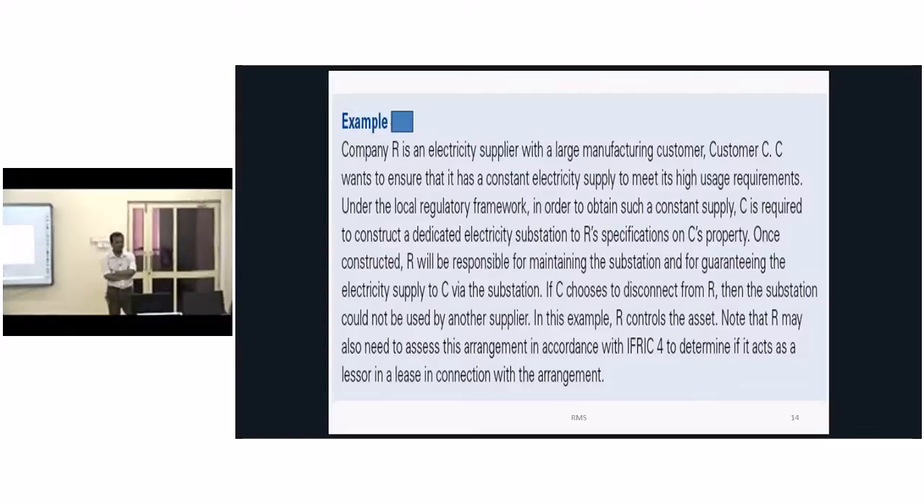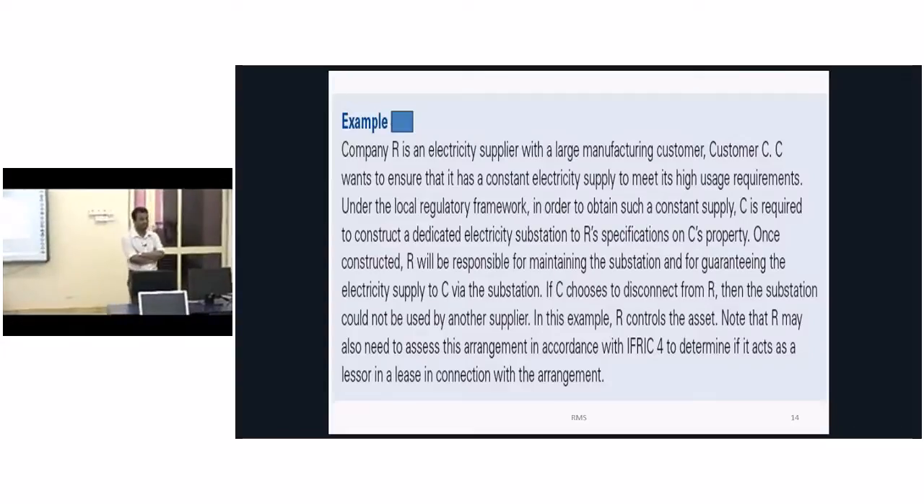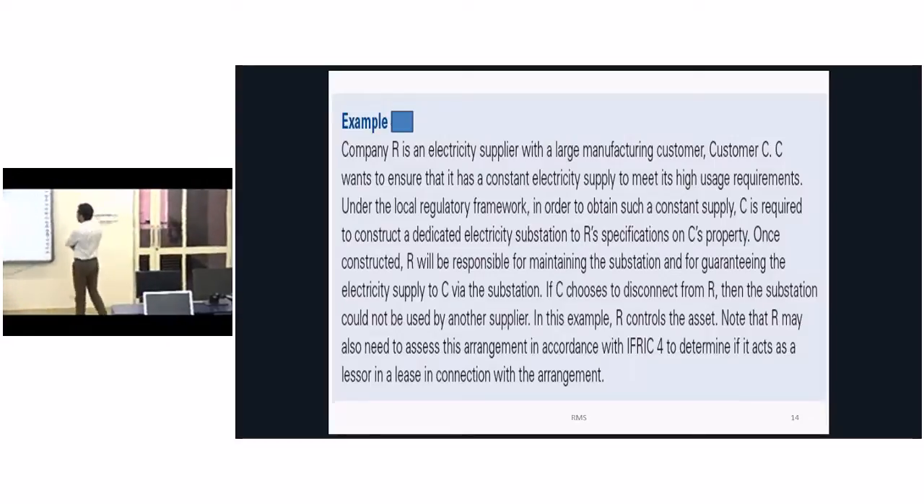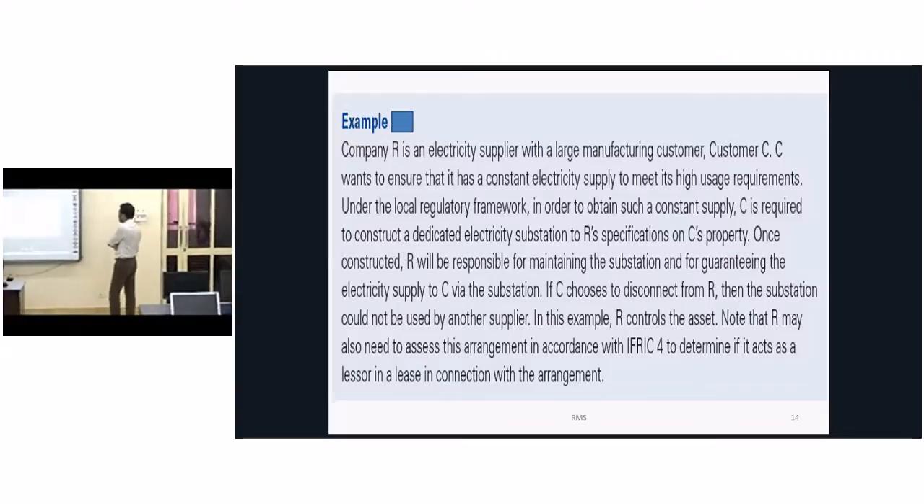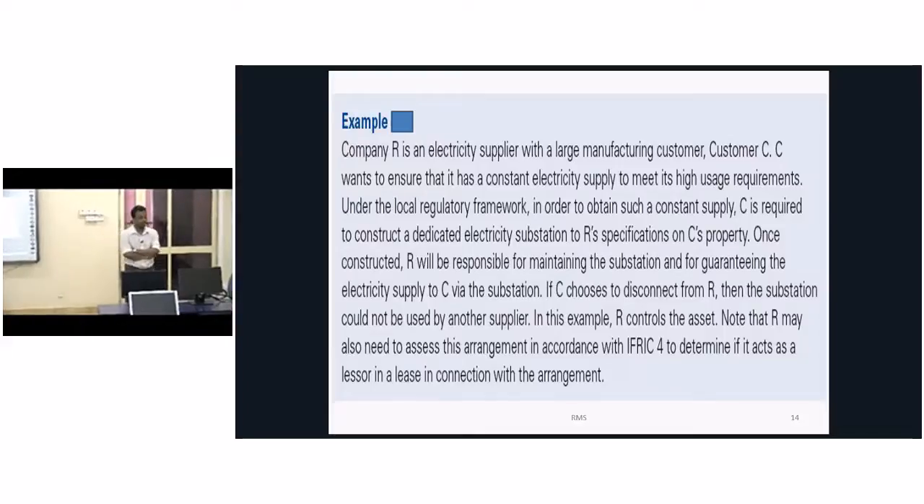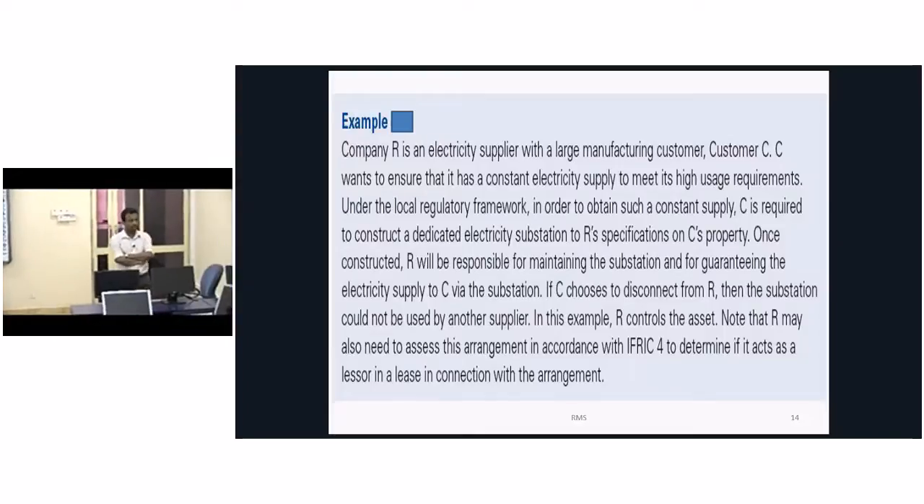It is on the customer's property, so that is how it happens. This is the property where we build the transformer. We call it the electricity substation. Once constructed, R will be responsible for maintaining the substation, for guaranteeing the electricity supply to C via the substation. Who does the maintenance there? The Board. They maintain it. Right?